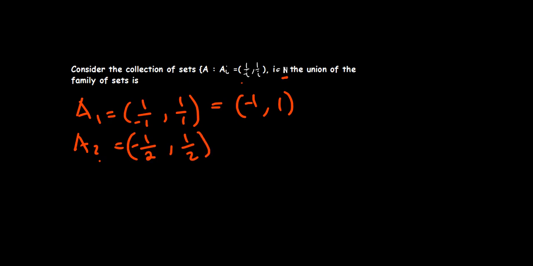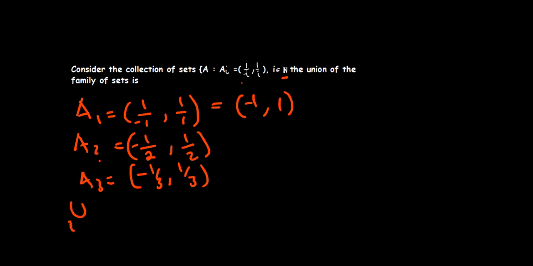Then we can continue to go up to 3. If we get 1 over 3 comma 1 over 3 like that, this continues to go, and we can observe from just these three sets that the interval is becoming smaller and smaller and smaller as we approach infinity.